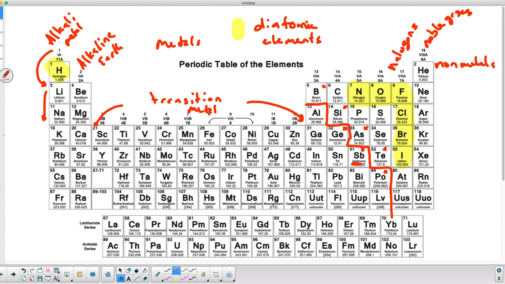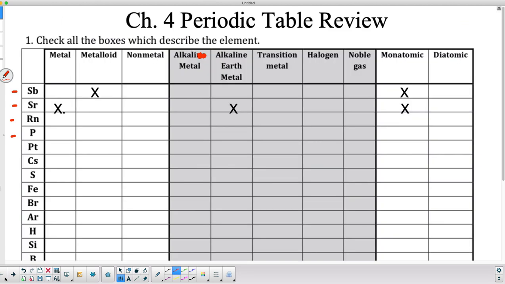Notice it is not a halogen. It's not a noble gas. It's not a transition metal. It's not an alkaline metal, and it's not highlighted. So when we go back to this here, our first one, Sb, is none of these, and it's monatomic, which is why we put that there. So it's a metalloid, it's not any of those groups in the middle, and it's monatomic.